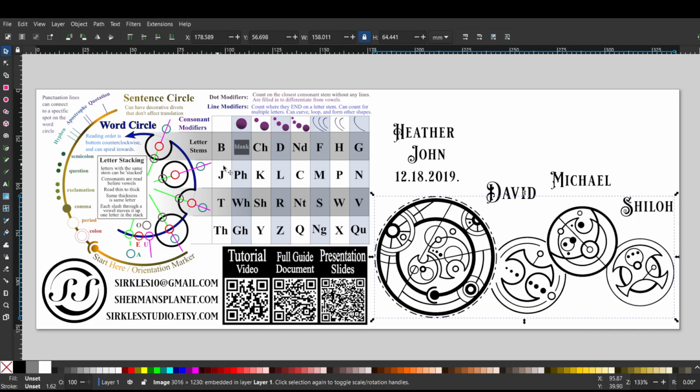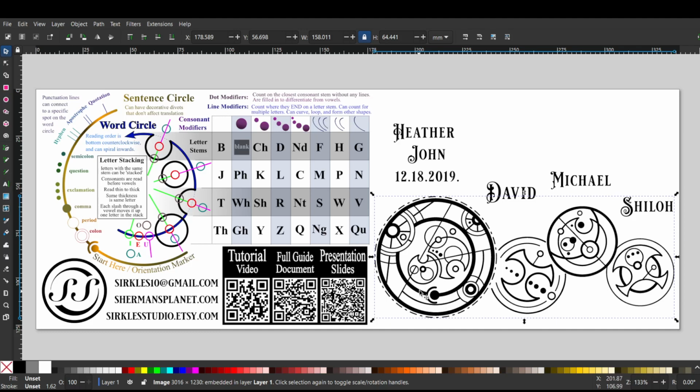So step 1 of reading words in this script is figuring out which letter stem it is. And then vowels are these smaller circles here, and they have different positions depending on what vowel they are. So there's the E position, right on the line of the word circle or enclosed in the center of a consonant. And then the A is outside the word circle and the O is inside the word circle. So let's go ahead and get to it.